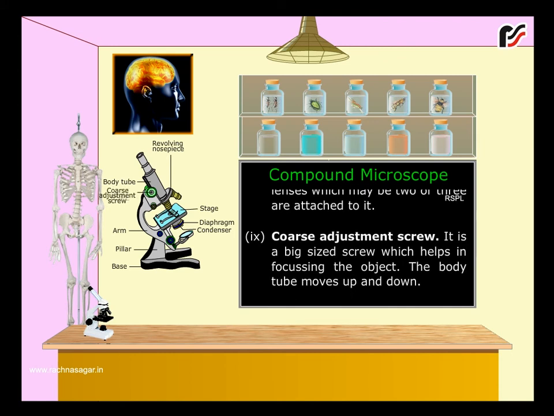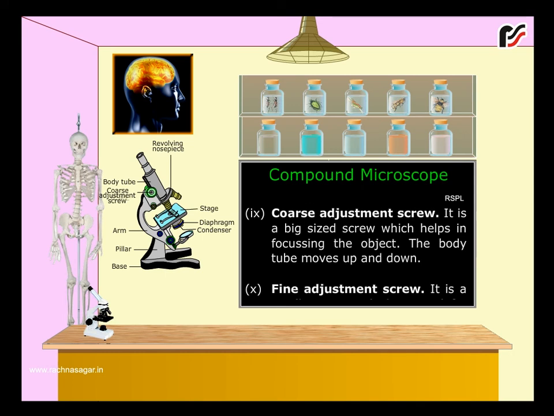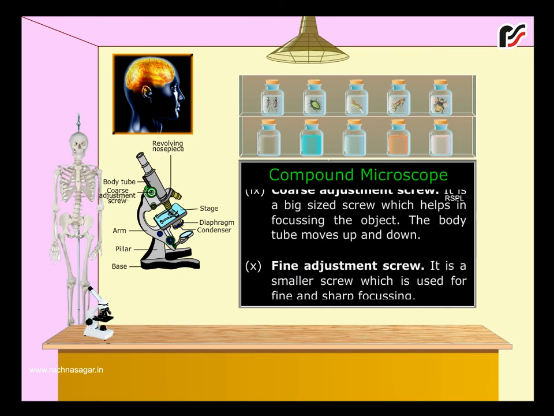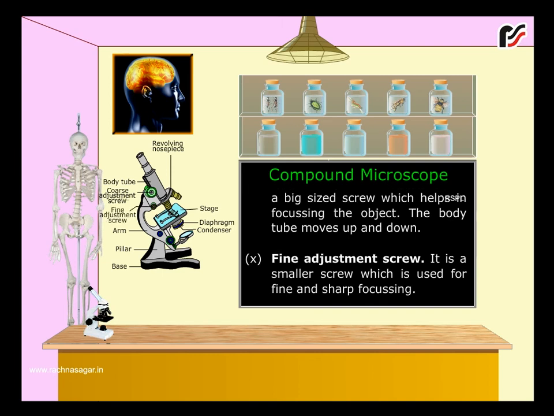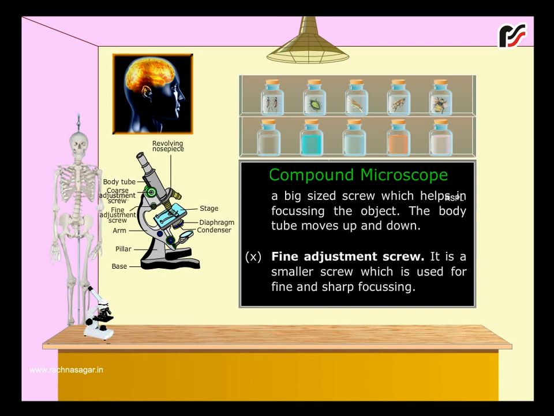Coarse adjustment screw. It is a big-sized screw which helps in focusing the object. The body tube moves up and down. Fine adjustment screw. It is a smaller screw which is used for fine and sharp focusing.